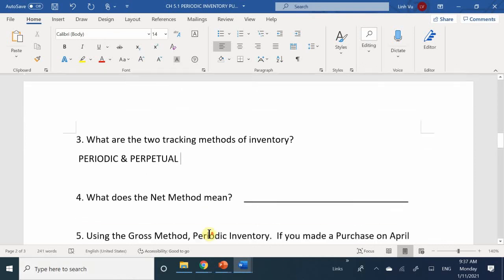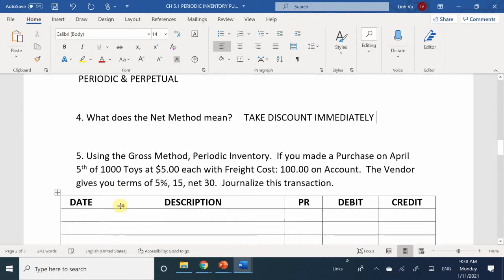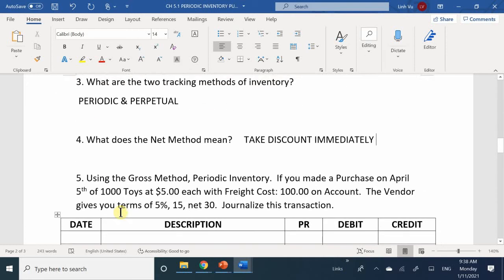Okay. Then number 4 says, what does the net method mean? And you're taking the discount immediately. Okay. All right. And then now we're going to go ahead and practice the gross method here.